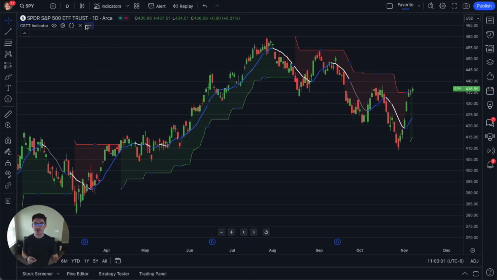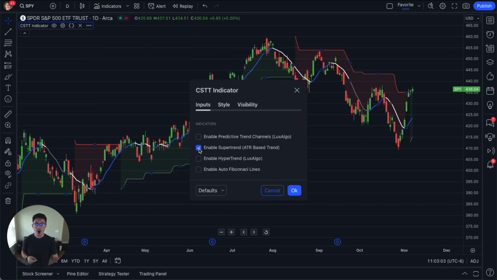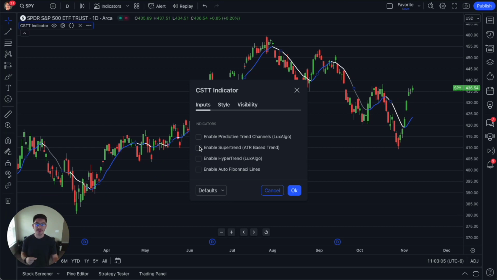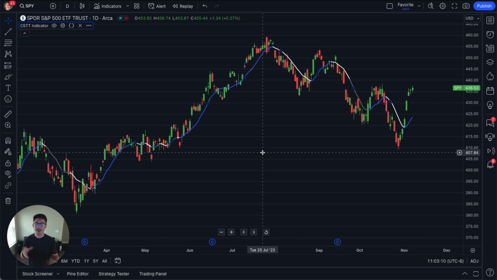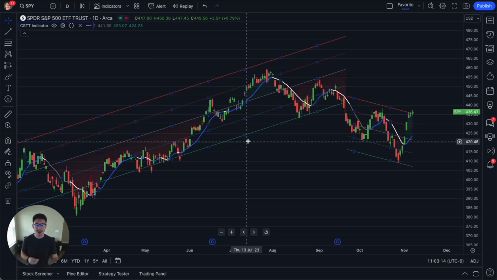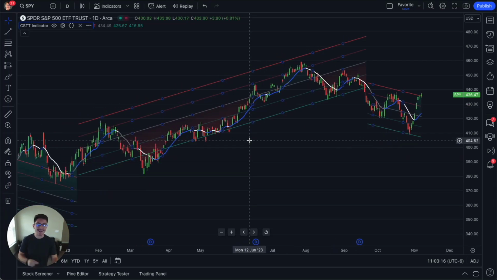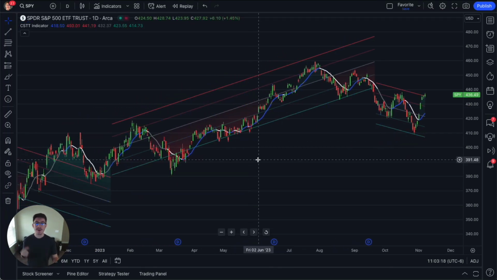But not only that, there are so many other amazing indicators on here. One of them that I absolutely love as well is the predictive trend channels. You have to give it a second to calculate, but when you add these trending channels, it allows you to see exactly what is going on for the trend. Now, how does this work and how do I use them?